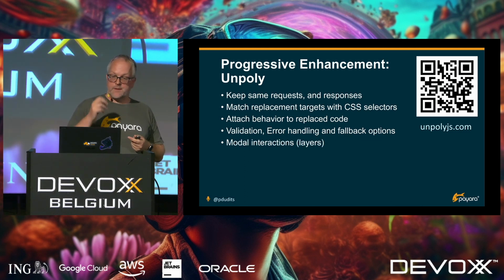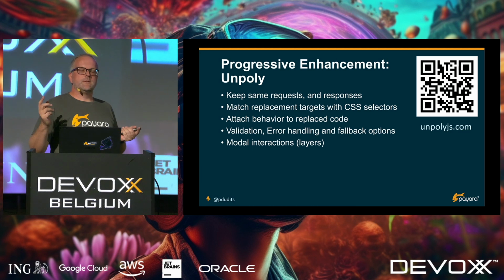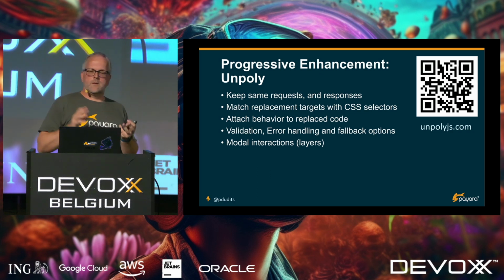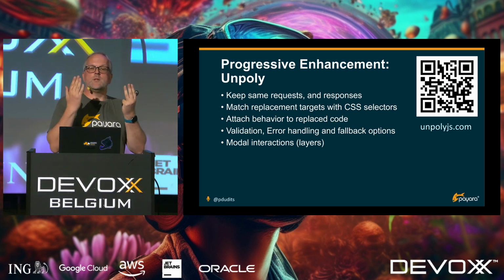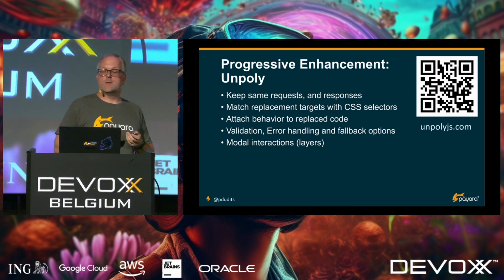Another interesting thing that Unpoly provides is it solves modal interactions for you. So if you want to select the user from the list, with a little bit of markup, you can open a pop-up window or a modal window in front of that view, do that interaction, and then return to whatever you've been doing before.